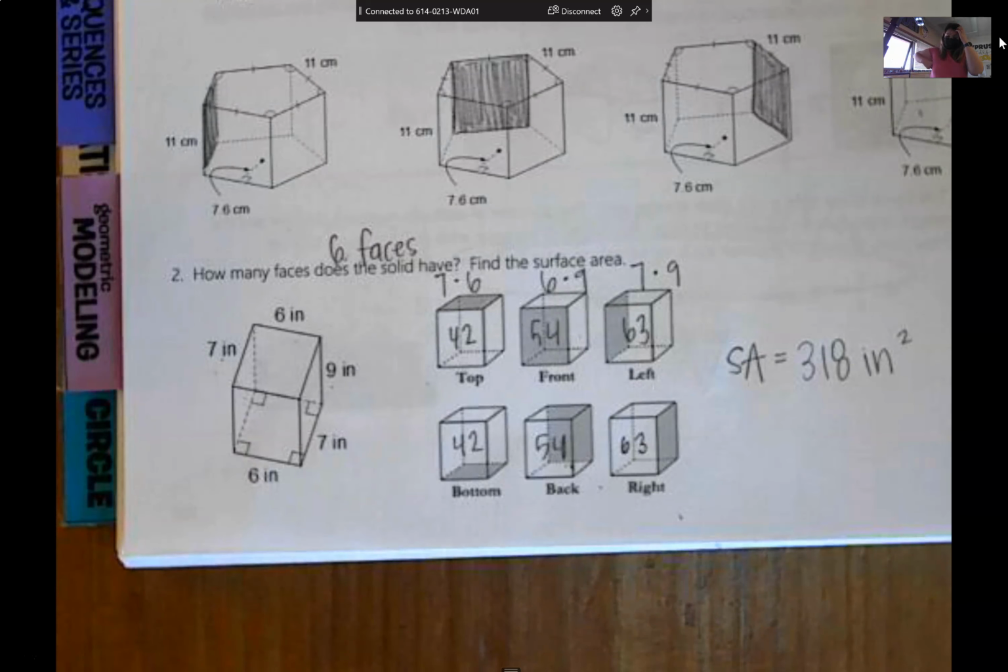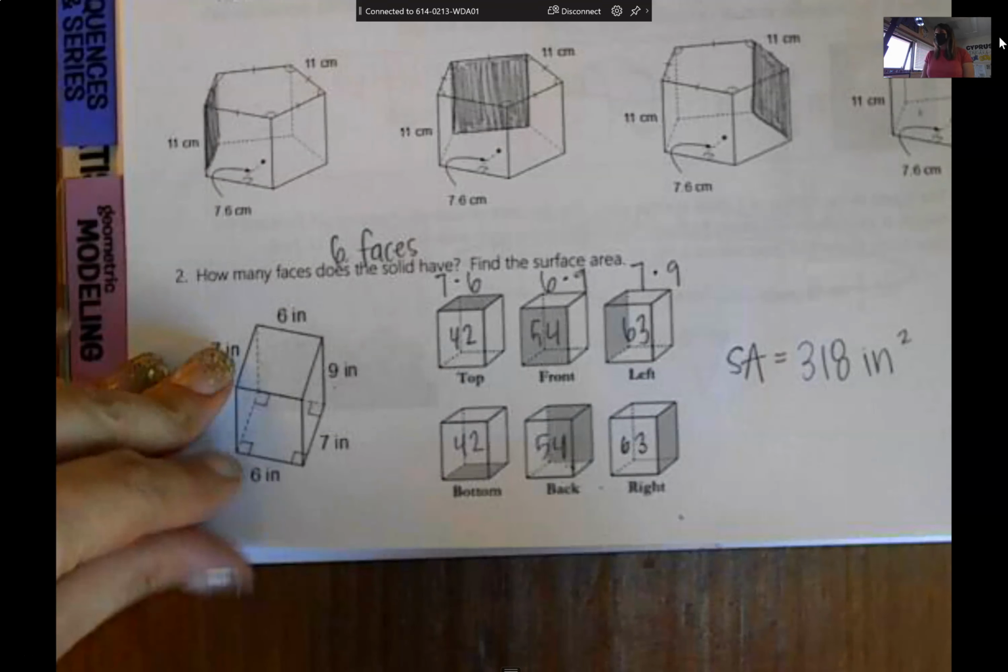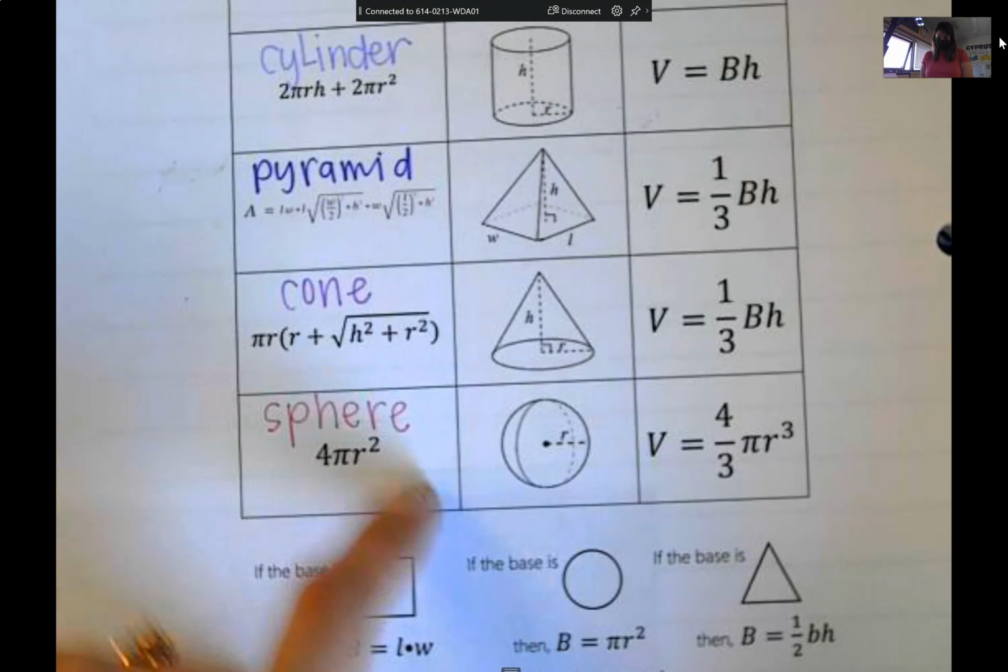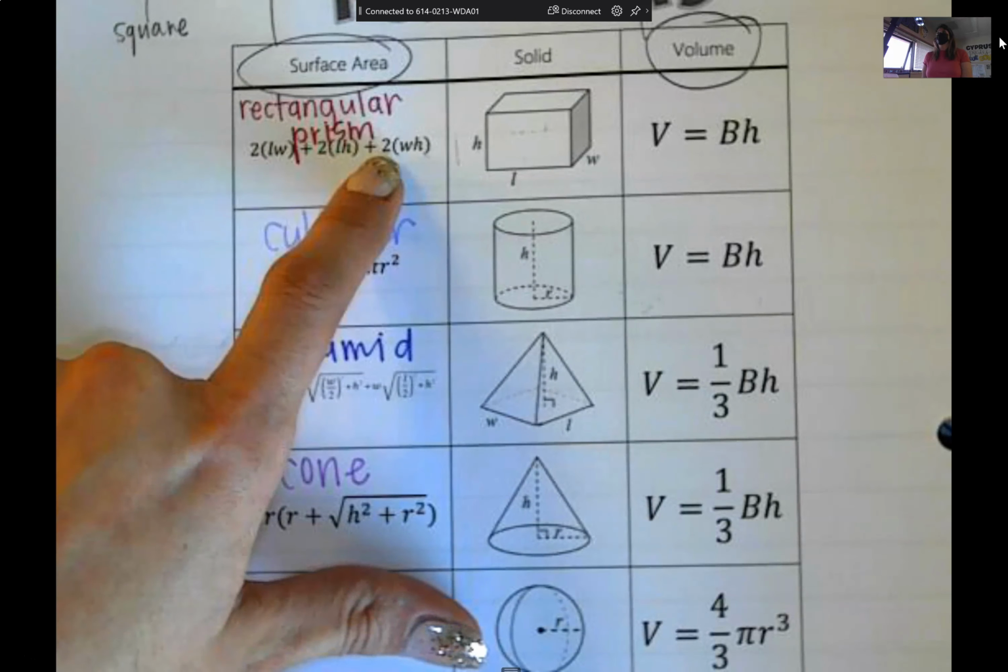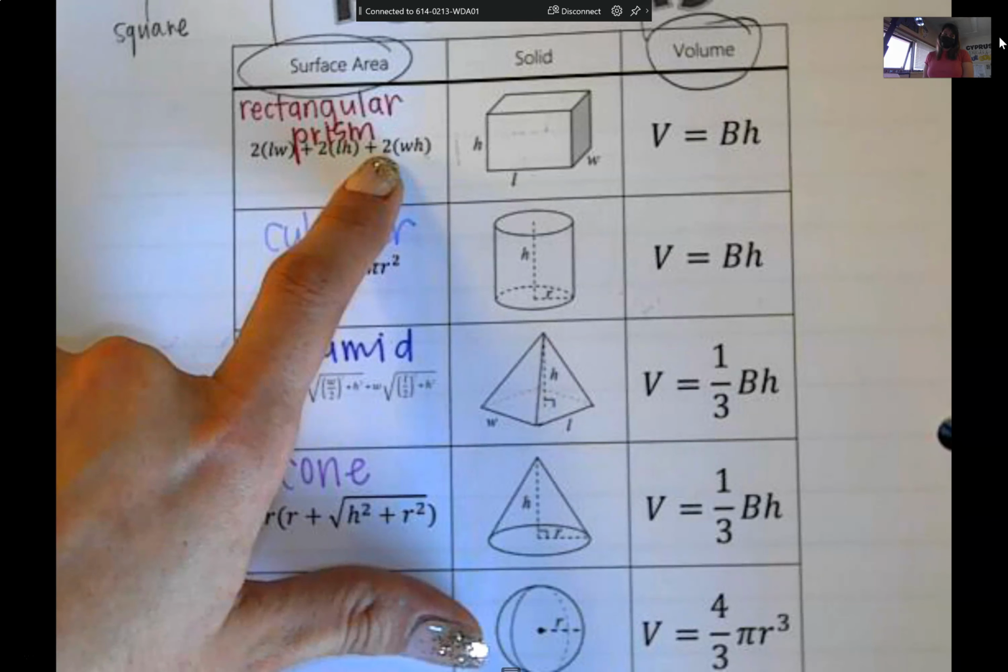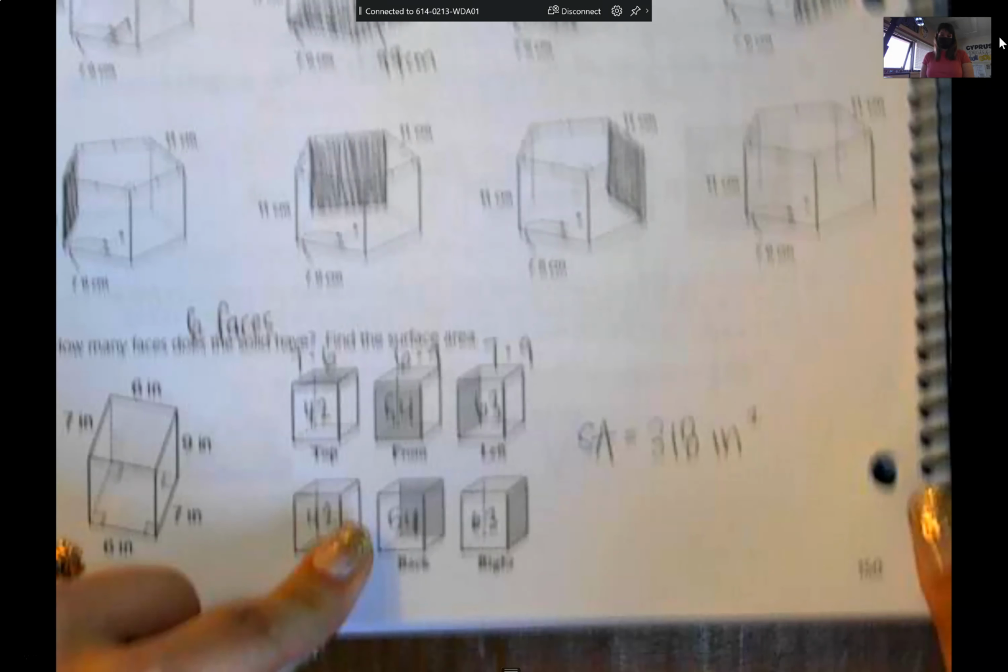So instead of doing all of the faces, you could have used this formula for surface area: 2 times the length times the width, 2 times the length times the height, 2 times the width times the height. If that's your jam, you're going to use that. I like to do the faces more than I like to do that. Are we okay there? Yeah? Okay. Next page. Oh, now we've got a cylinder.